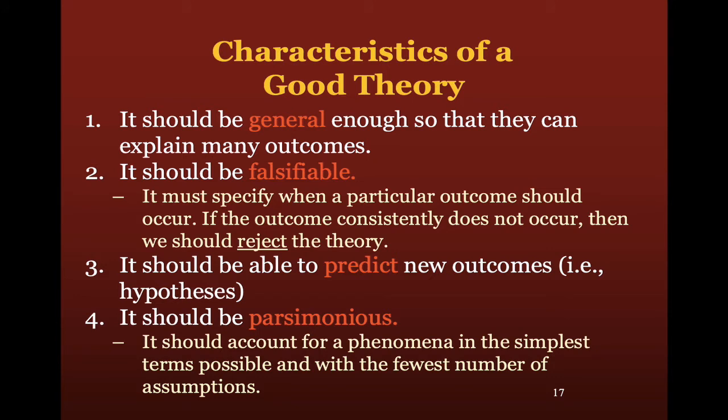So let's talk about some of the characteristics of a good theory. One is that it should be general enough that it can explain multiple outcomes. And again, we'll talk about a theory in a minute. It should be falsifiable. We talked about that earlier. It has to be able to be tested so that you can see that either the data supports or doesn't support that particular theory. You should be able to predict new outcomes based upon your hypothesis, and it should be parsimonious. And we talked about that before, where you want to use the simplest possible number of assumptions to explain a phenomenon.